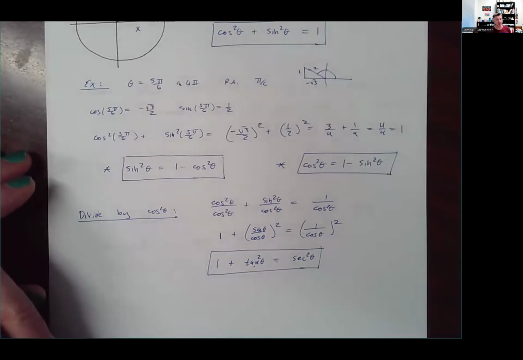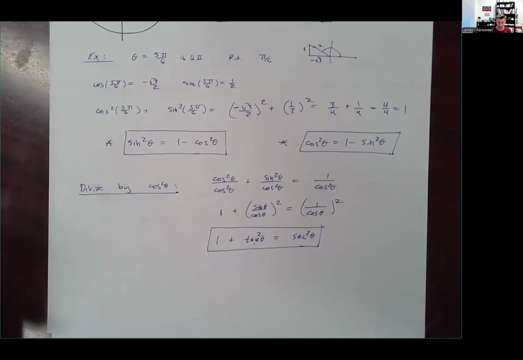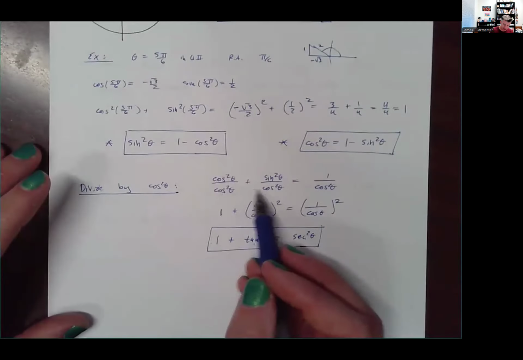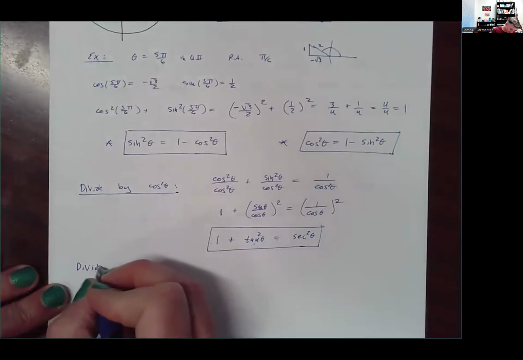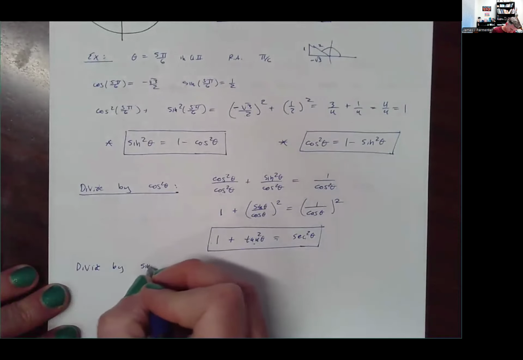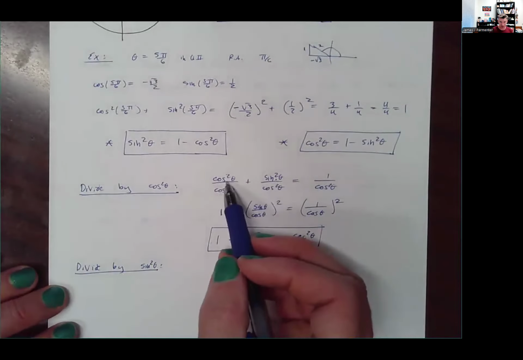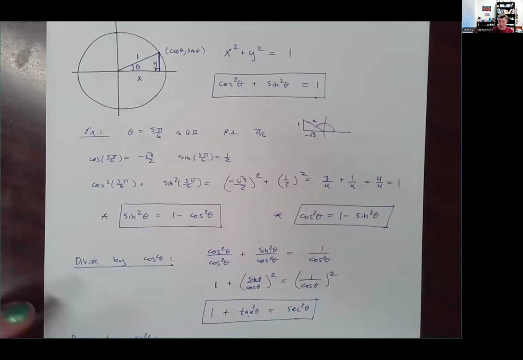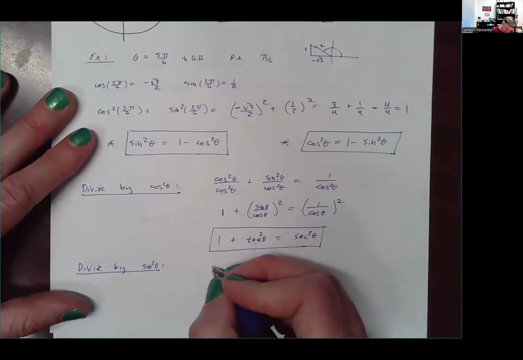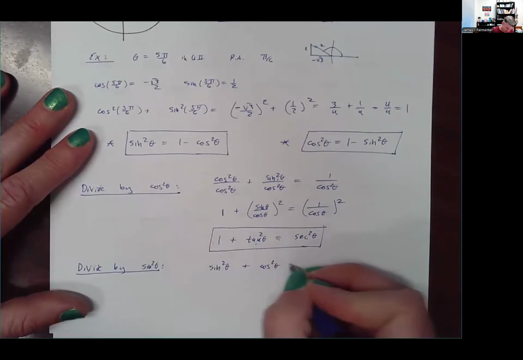Unforgettable. Very memorable. The other Pythagorean trig identity, which is similar, is instead of dividing everything by cosine squared, we divide everything by sine squared. So over again, I'm going to write it instead of as cosine squared plus sine squared, as sine squared plus cosine squared, but it shouldn't matter which order we add things in.